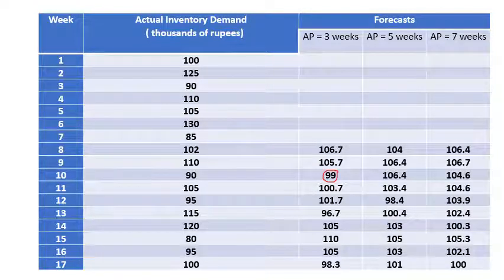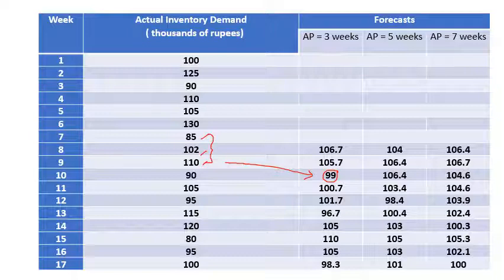This is not known. Assume that I don't know; this is the forecast value for the 10th week. How do I get 99? How did I get this? Take the average of these three, 85, 102 and 110, divided by 3, because I am taking a 3-week moving average. So this divided by 3, add all this, divide by 3, we will get 99.